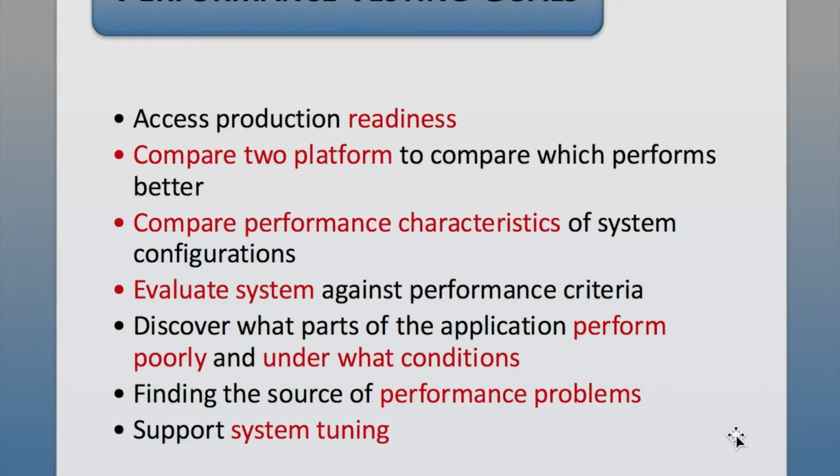Discover what parts of the application perform poorly and under what conditions, to figure out where your system is failing and what the bottlenecks are. Finding out the source of performance problems. What exactly is the problem with the performance of the system? Unless you know the problem, you cannot fix it. And supporting system tuning. The system has to be tuned on a frequent, regular basis because the external factors keep on changing, but your system should perform, at least in a minimum case, the way it was performing earlier.